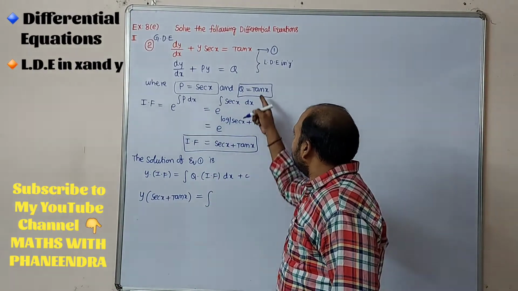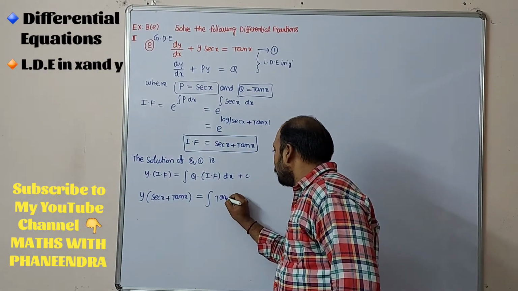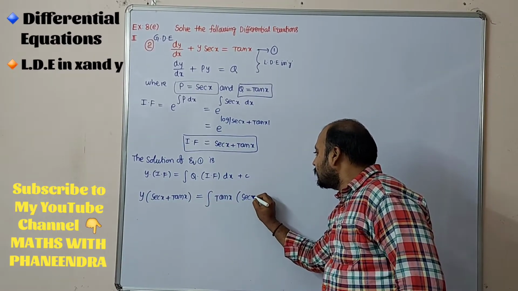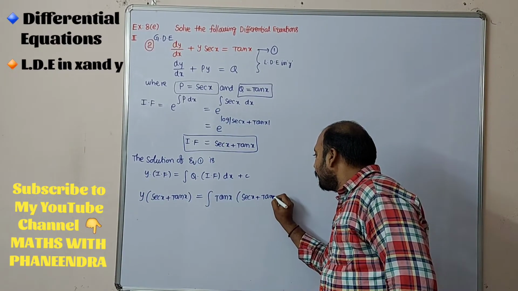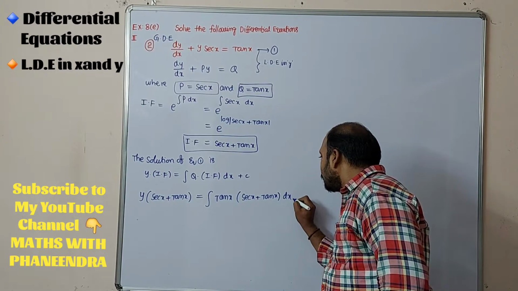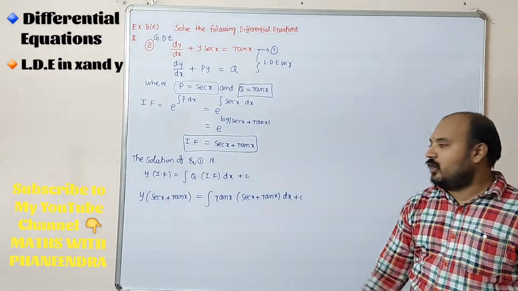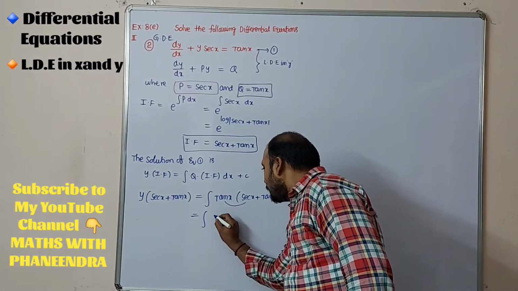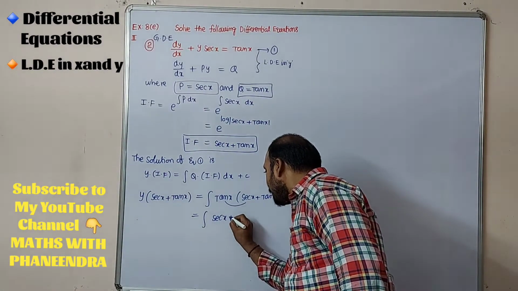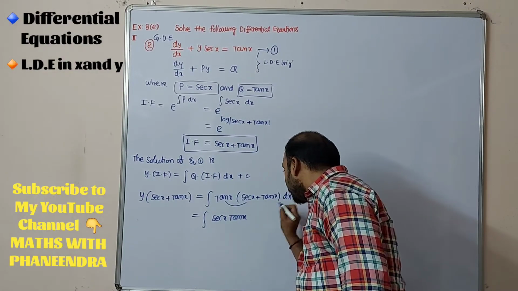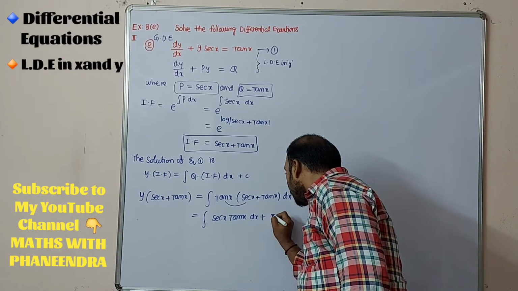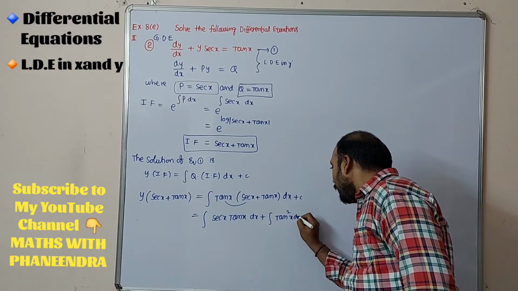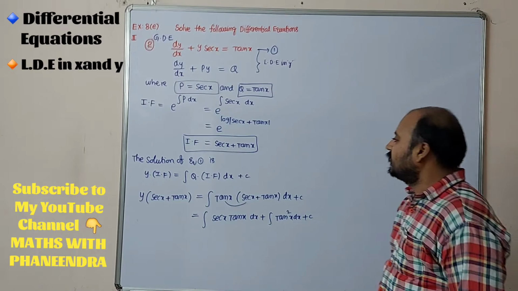So q value is tan x, into integrating factor is secant x plus tan x, into dx plus c. Now split into two terms: integral tan x into secant x, so secant x tan x into dx, plus integral tan x into tan x, tan square x into dx plus c.